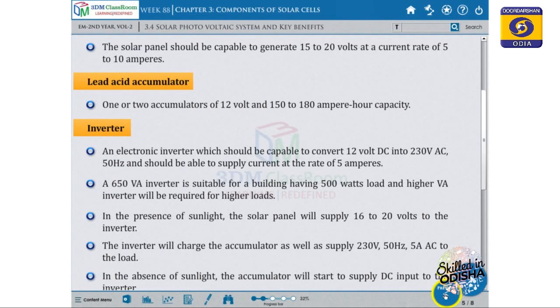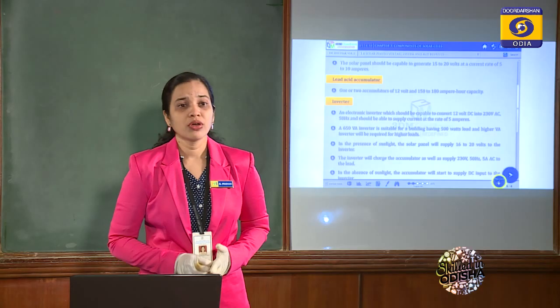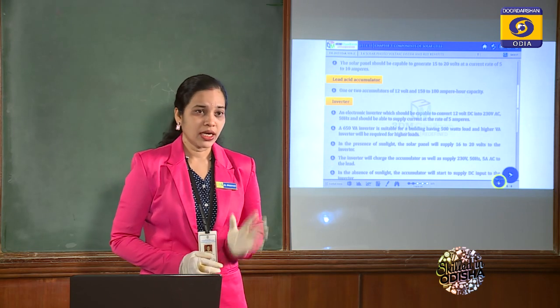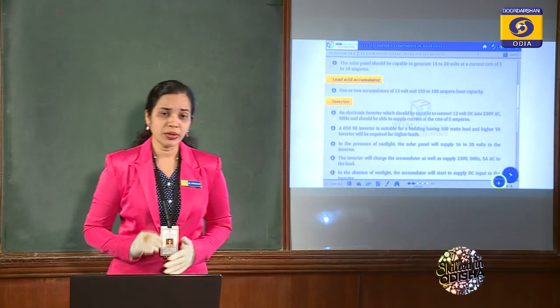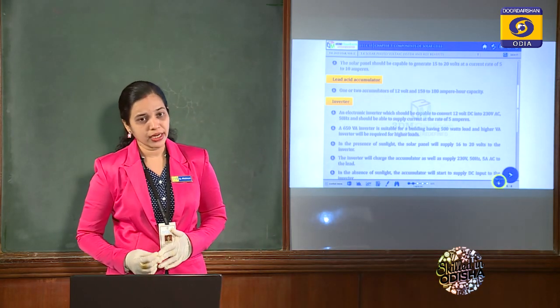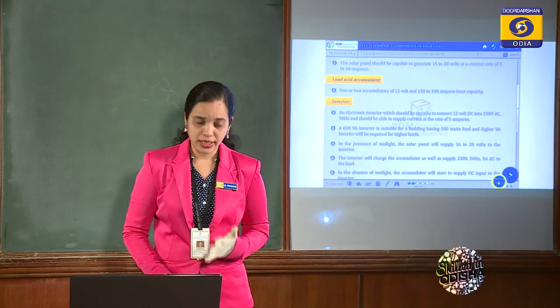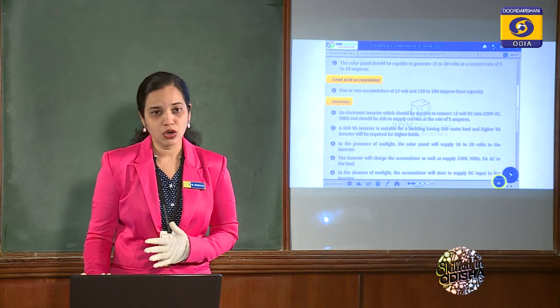Simultaneously, the sunlight from the sun is converted into DC and stored in the battery or accumulator. At the same time, the inverter draws that DC voltage, converts it to AC and supplies it to the equipment or load. But at night time, when sunlight is not available, the inverter draws the DC from the battery and supplies that AC to our equipment or loads.